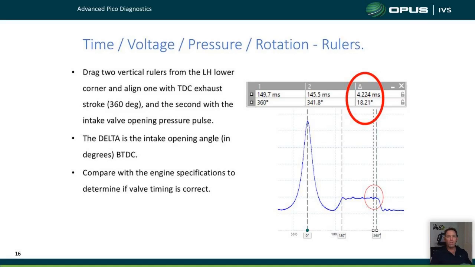Although we do have to be careful, because some engines, if they've got 5 degrees difference, plus or minus 5 degrees, that could be catastrophic. That could equate to piston and valve interference, which is generally bad.